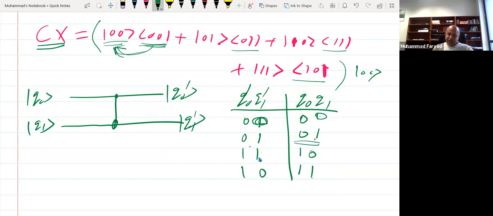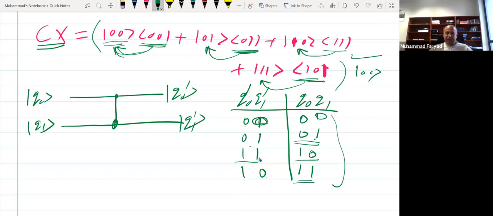Now for the |01> state, we see that the |01> state similarly is being transformed to |01> state. Similarly, this |10> state is being transformed to |11>. And this |11> state is being transformed to |10> state. So that's why the Dirac notation is much more intuitive and tells us about the gate right away. And you can write it from the truth table in a much easier fashion than writing it from the matrix form.